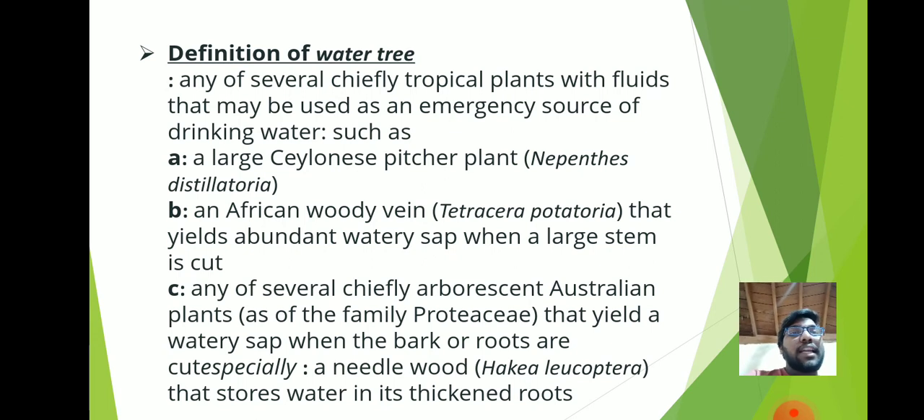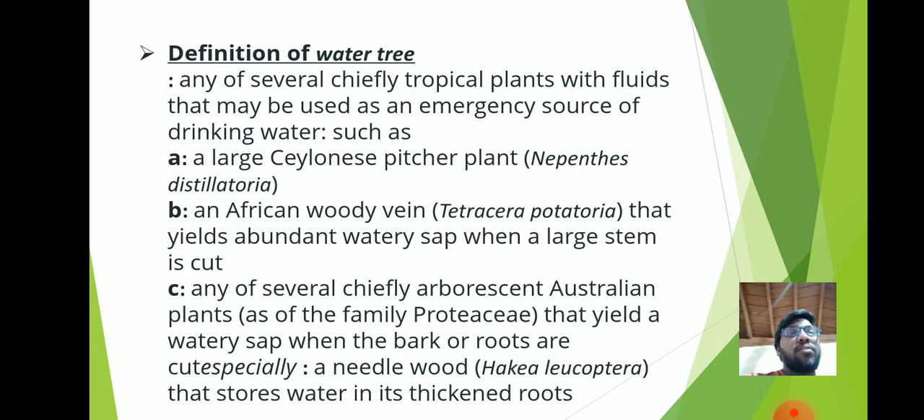The next one is an African woody vine, also called Tetracera potatoria, that yields abundant watery sap when a large stem is cut. The third one is any of several chiefly arborescent Australian plants of the family Proteaceae that yield a watery sap when the bark or roots are cut, especially a needlewood, also called Acacia leucopetra, that stores water in its thickened roots. Here, a new word is the watery sap.